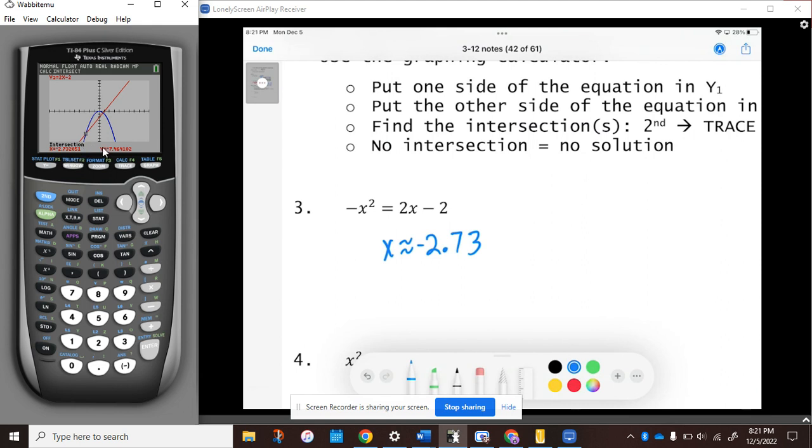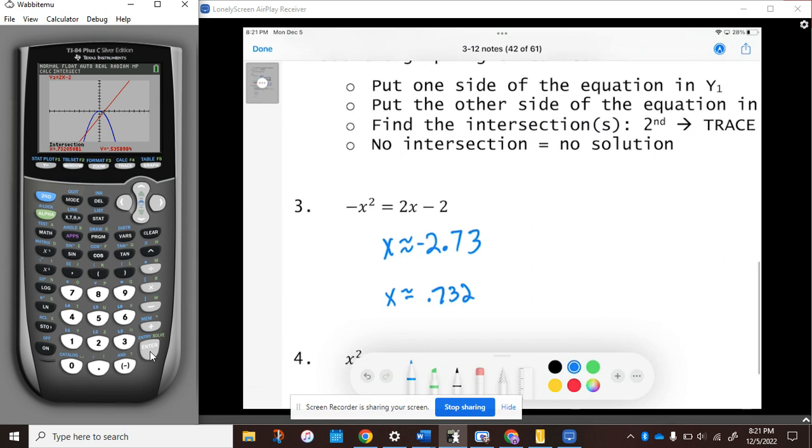That's approximately negative 2.73. Okay, I'm going to do the same thing to find this intersection point up here. We hit second trace 5. Scroll over, get that cursor as close as you can to the crossing point. You hit enter 3 times, and this gives us our other solution. x equals, that is approximately, we'll say 0.732.